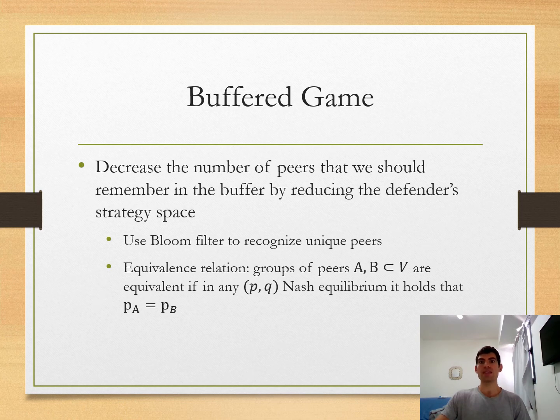The second is an equilibrium relation of the defender's strategy. The idea behind this equivalence is that the defender does not really need to know all the pairs in the network, but only recognize their class. The classes are formed such that each group is a good representative of the class in all the Nash equilibria.